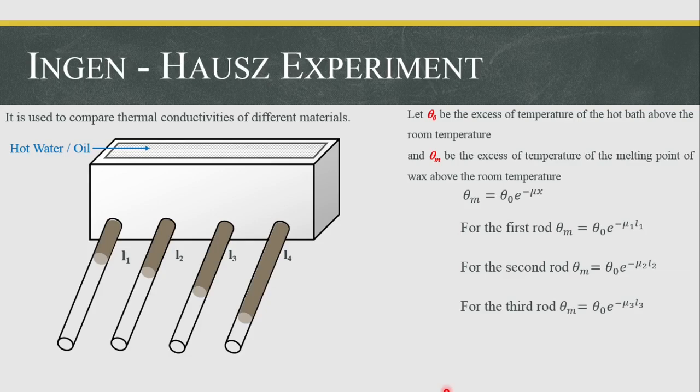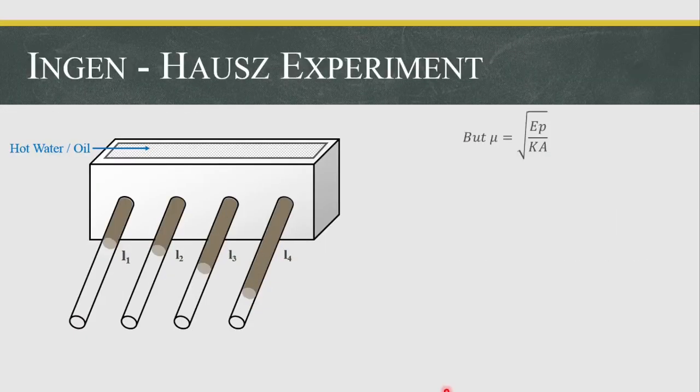By comparing these equations, we can write theta m is equal to theta 0 e to the power of minus mu 1 L1 is equal to theta 0 e to the power of minus mu 2 L2 and so on. Or by simplification, we can write mu 1 L1 is equal to mu 2 L2 is equal to mu 3 L3 and so on. In rectilinear flow of heat, we have taken mu depends on the four parameters. mu is equal to square root of EP upon KA, where E is the emissive power of the rod, P is the perimeter, A is the area of cross section and K is coefficient of thermal conductivity.